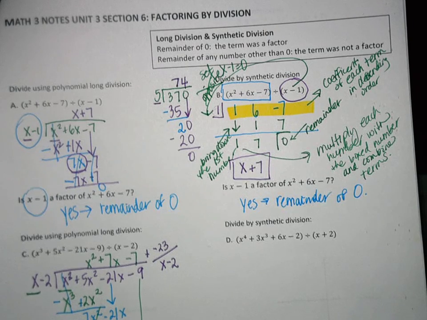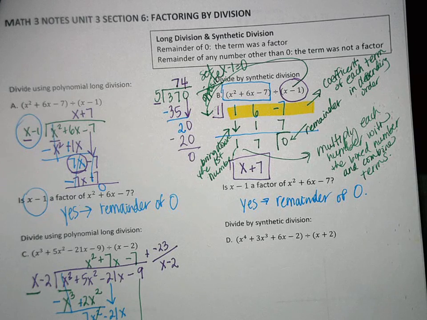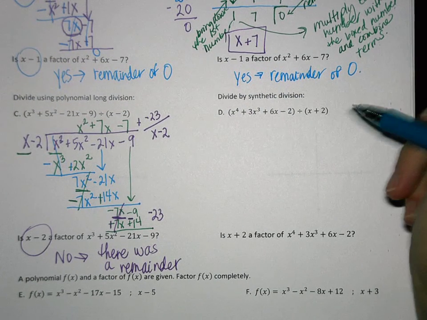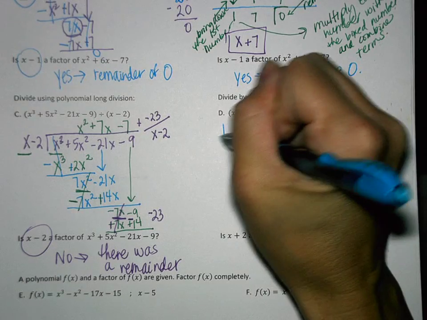Okay, are you guys ready to try another synthetic division problem? I think that I'm going to have to move on, but you can copy it after, okay? All right, so the first thing we're going to do is this number right here, we set it equal to 0, take the opposite. So what's going to go in my little box? -2.